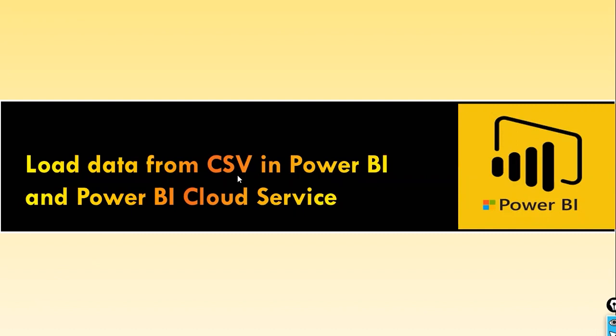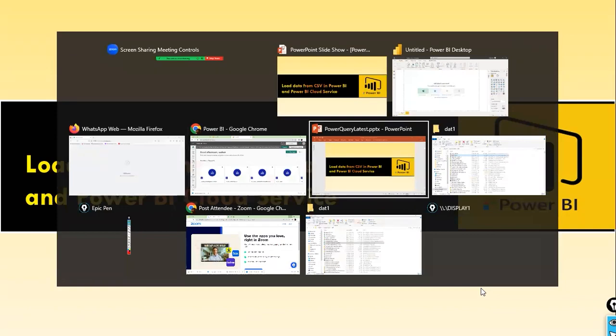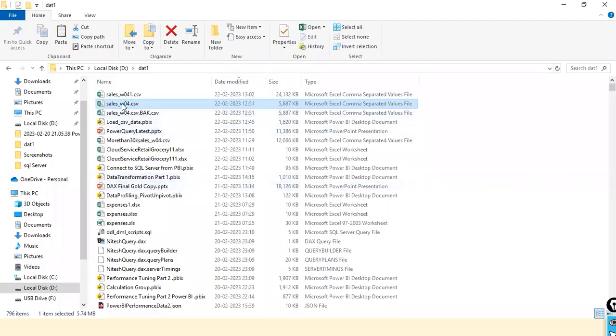CSV stands for comma separated value files. CSV files are simple text files with rows of data where each value is separated by comma. For example, if I open this CSV file. Look here, this is my CSV file.